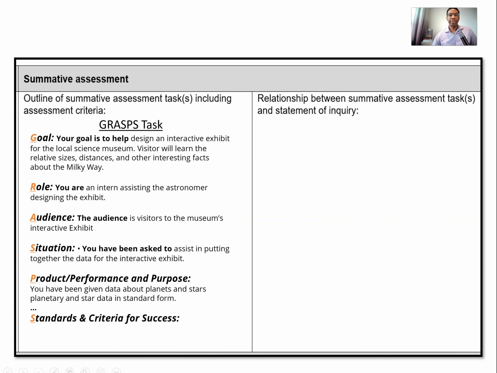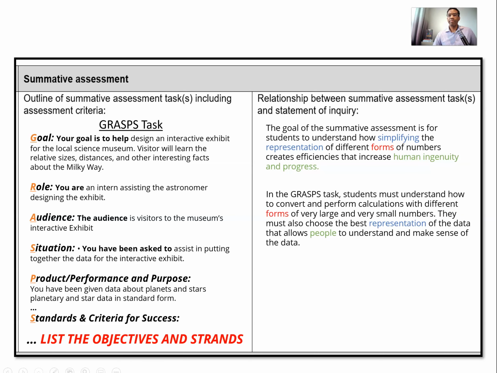So the summative assessment. We want authentic assessments, and I have a video on that, authentic versus traditional. I'll put the link down at the bottom. I'm going to use a GRASS task in this case. GRASS stands for goal, role, audience, situation, product performance, and standards and criteria for success. So we have to list our objective strands. What are we going to measure? I'm going to give you this task, and you're going to see how I'm going to grade it, like a rubric, if you will.